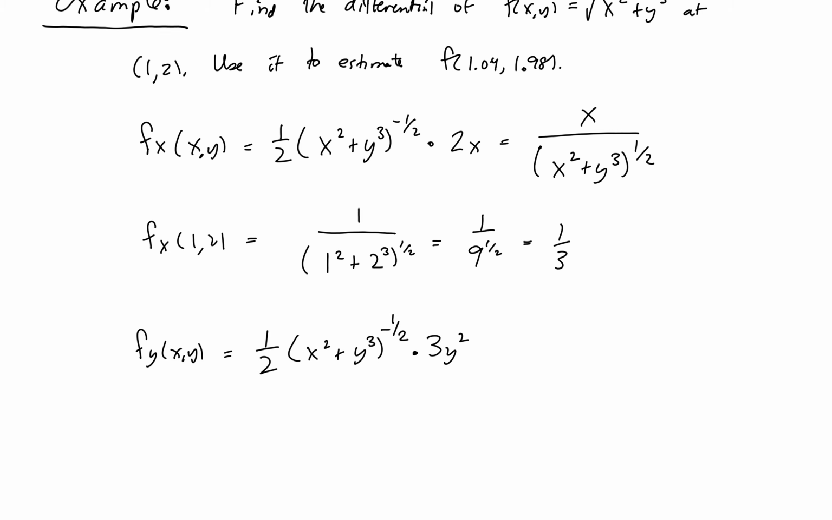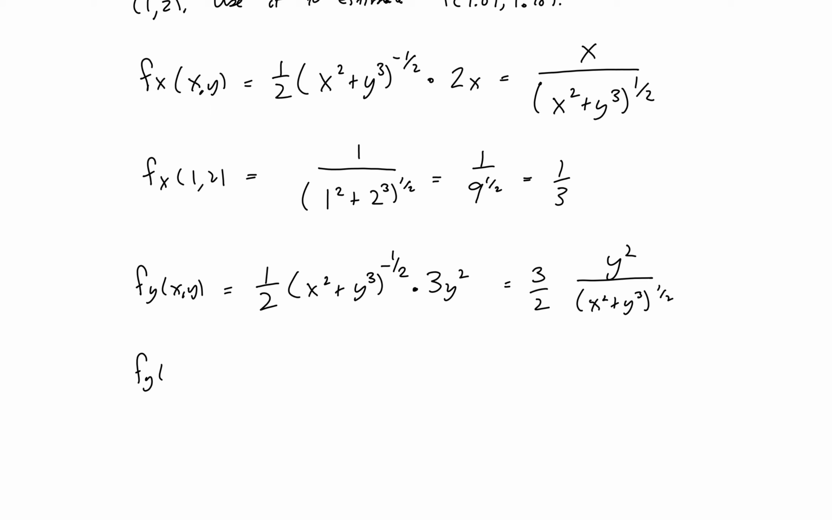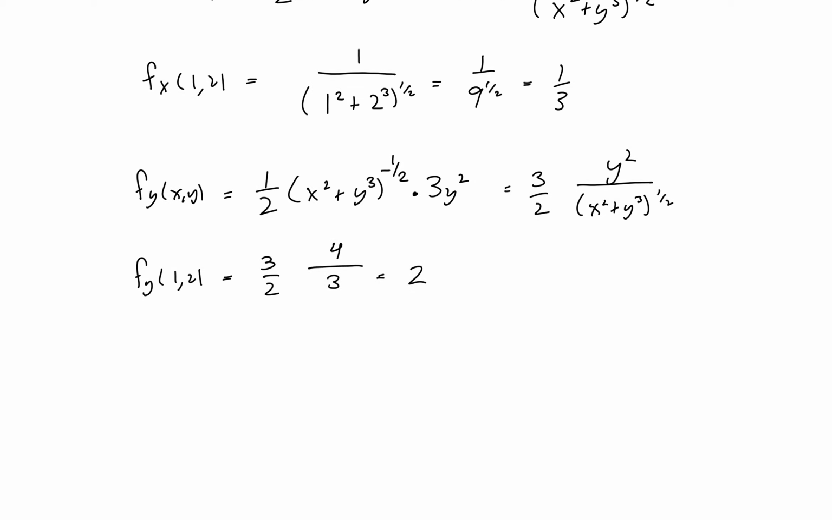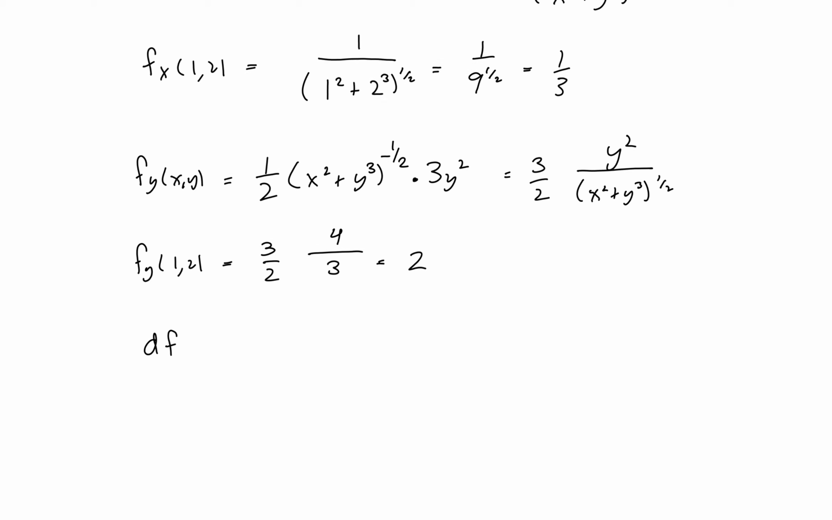So this becomes 3/2 y squared over x squared plus y cubed to the 1/2. And now I evaluate that at 1, 2, and I have 3/2, and then I have a 4 on top, and then a 3 in the bottom. So this just becomes 2. So that means my df, or dz, either way, this is 1/3 dx plus 2 dy.